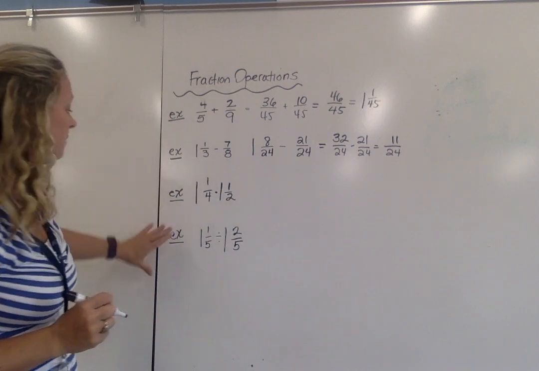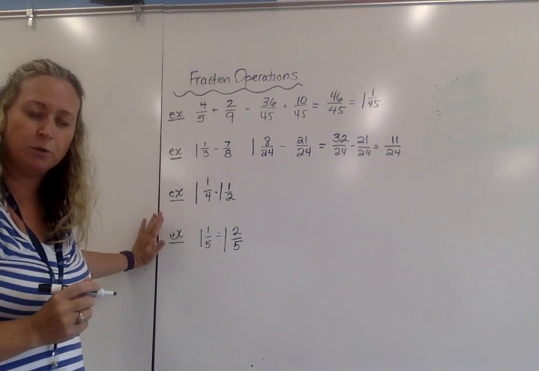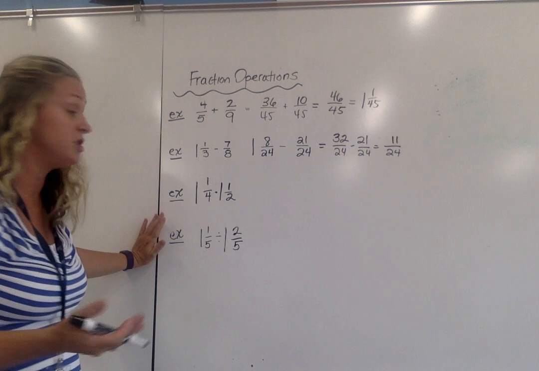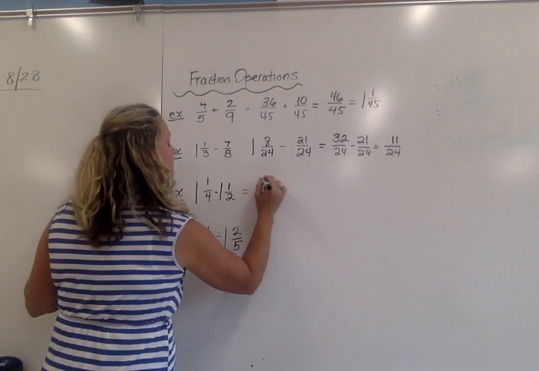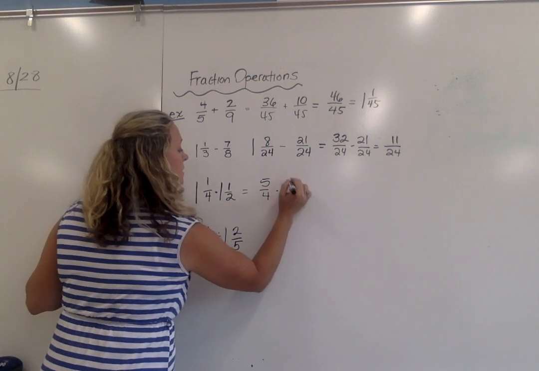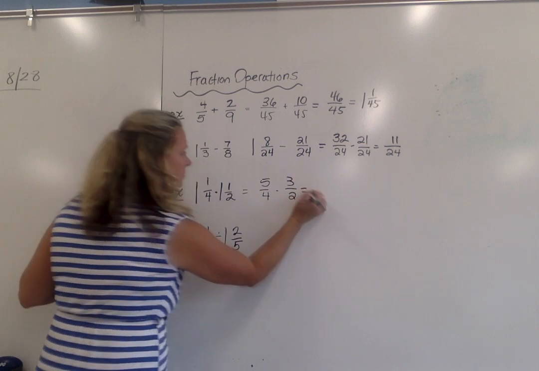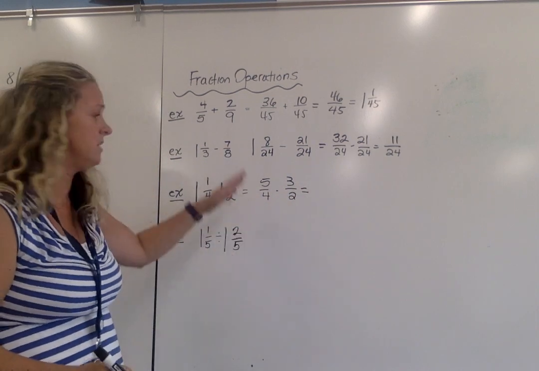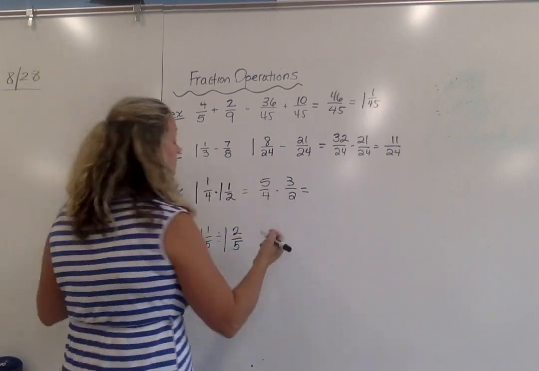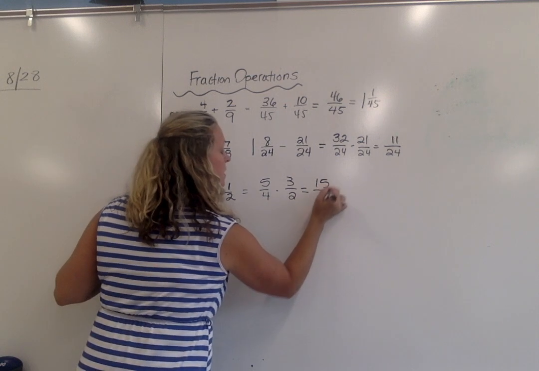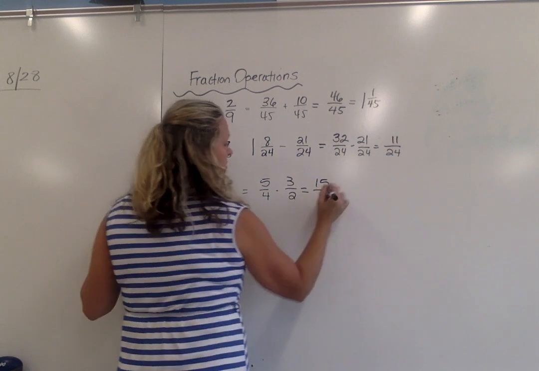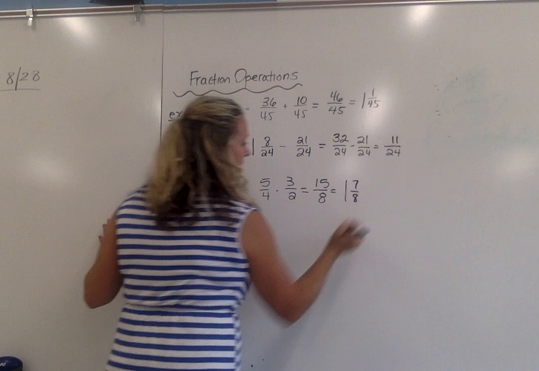Okay. Multiplication and division. Anytime you have multiplication and division with mixed numbers, you're going to change them to improper fractions right away. That's 5/4 times 3/2. Now I'm going to check to see if there's anything that I can simplify prior to multiplying. There isn't. So I get 15/8, which ends up being 1 7/8.